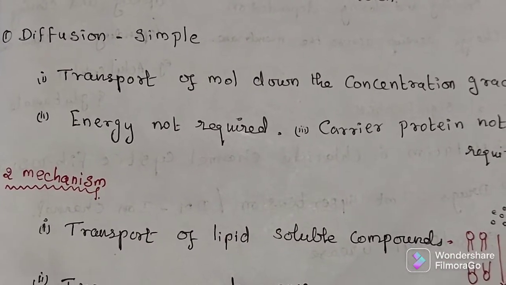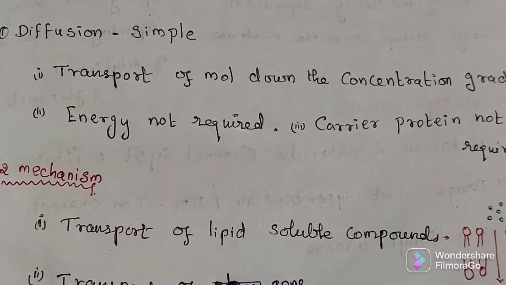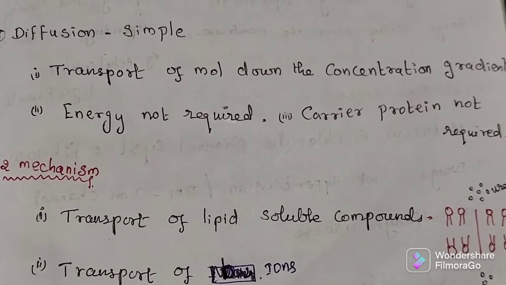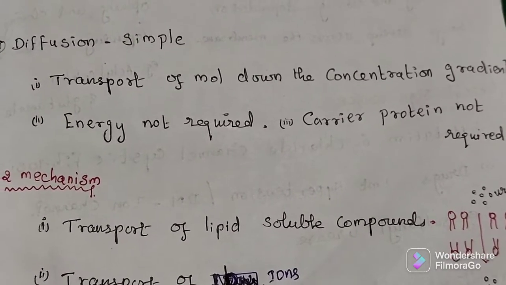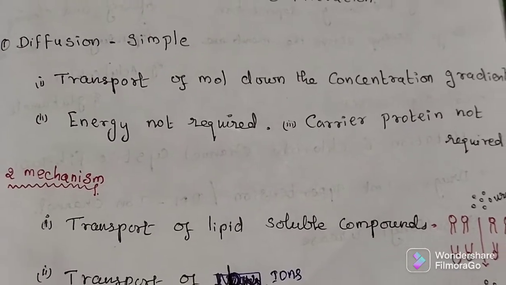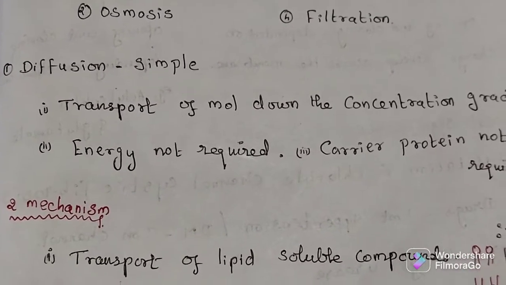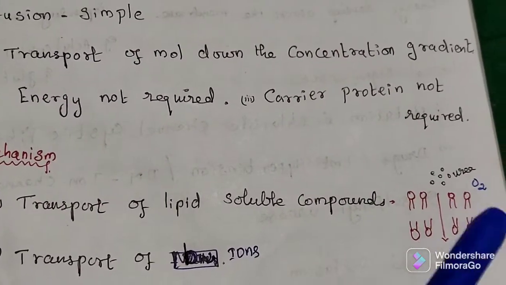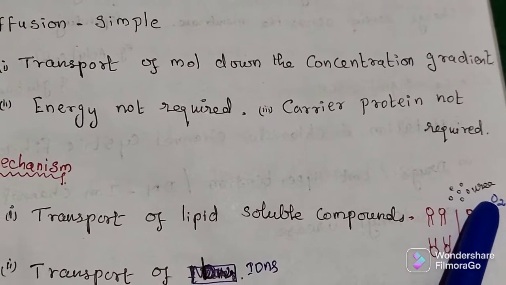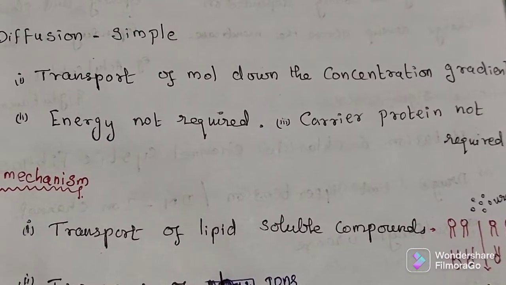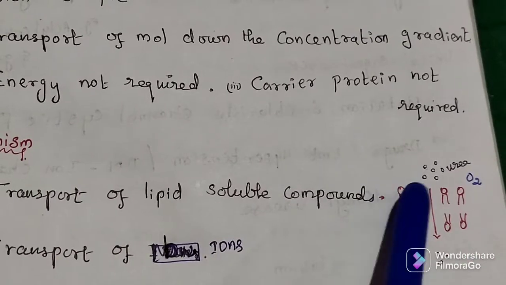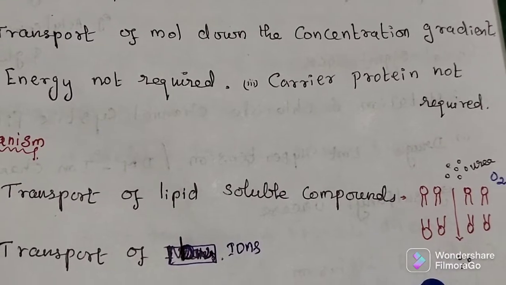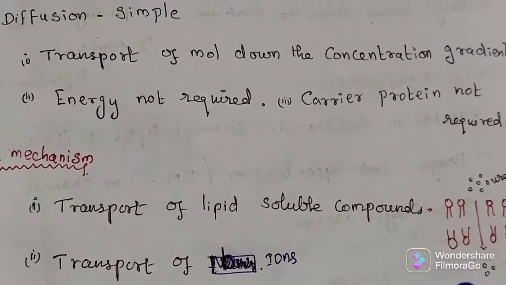Now there are two mechanisms of transport in simple diffusion. How many? Two mechanisms. First one is transport of lipid soluble components, and second is transport of ions. First, transport of lipid soluble components, mainly urea and oxygen gases. They are transported through the lipid bilayer because they are soluble in lipid.